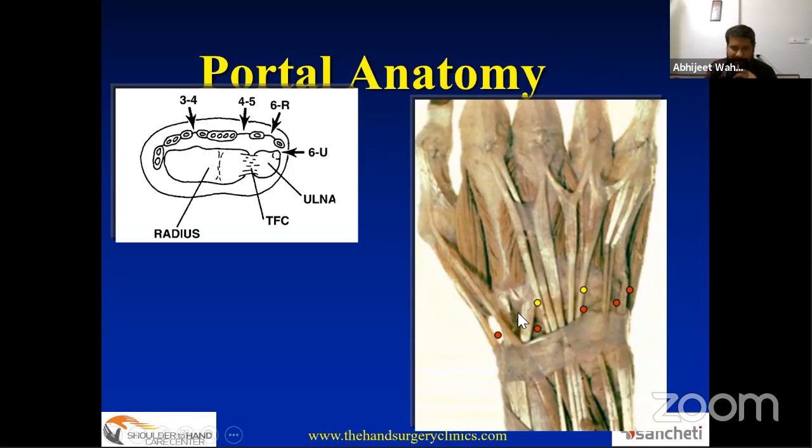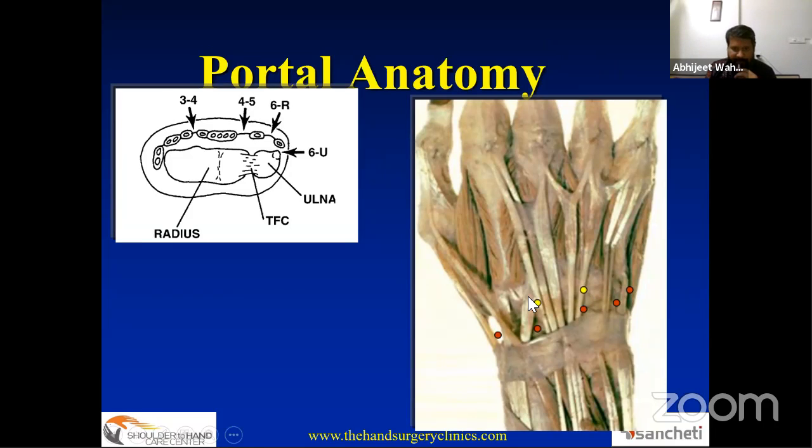This particular cadaver slide will show the red dots. They are courtesy of my friend Max Herrle from Germany. Professor Herrle had done these dissections in France. And the red dots highlight the radiocarpal portals. That is, they allow you access to the radiocarpal joint. The yellow dots highlight the mid-carpal portals.